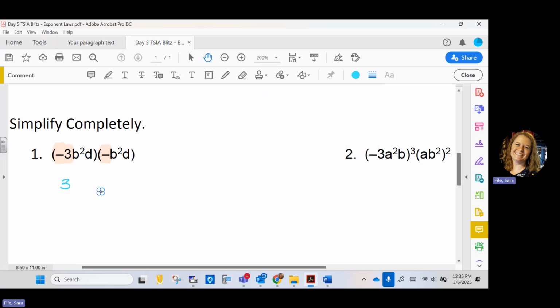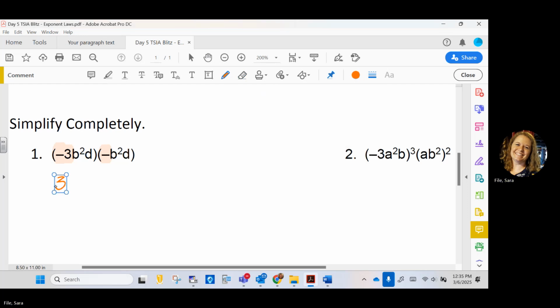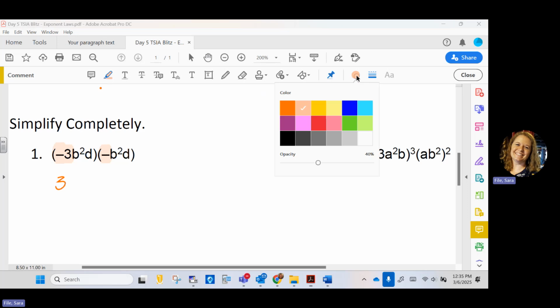Oh my gosh, stop. All right, now the base B is raised to, oh my gosh, this is going to drive me nuts. The colors are not switching when I try to get them to switch. Pen, orange, 3. Highlighter, blue.